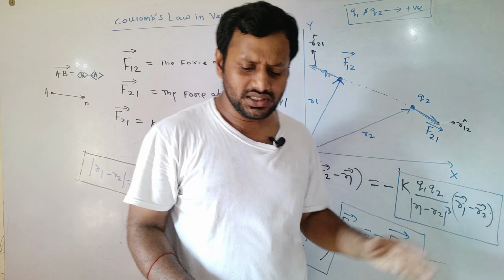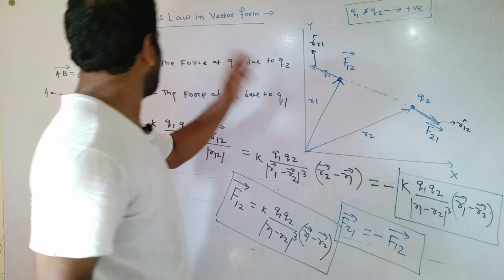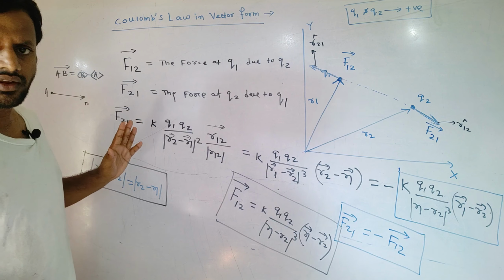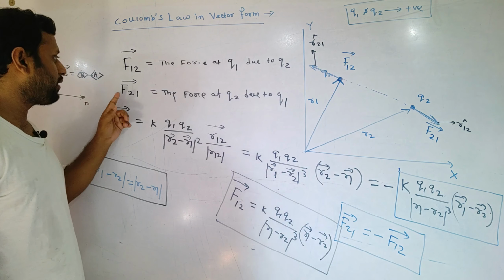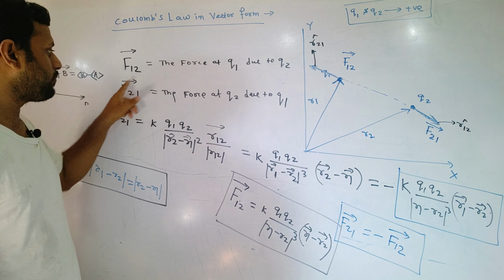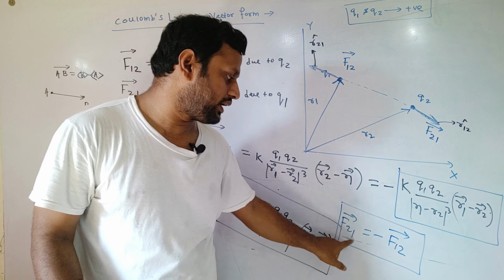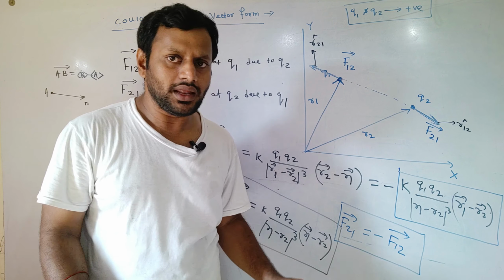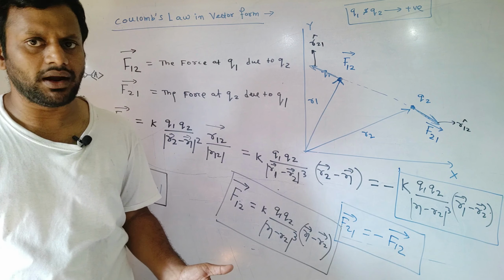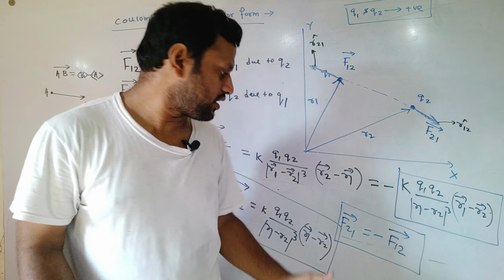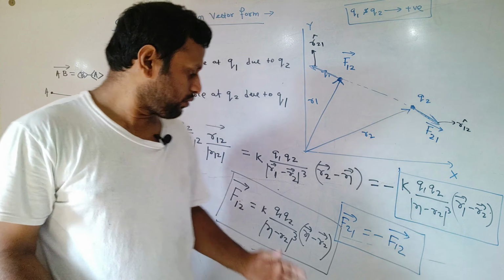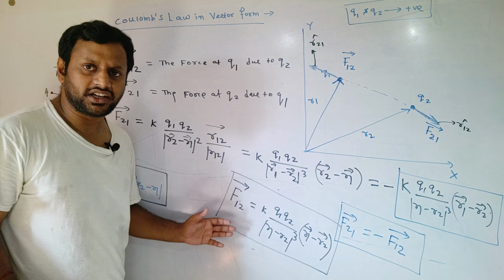Okay, this is all about Coulomb's law in vector form. You need to calculate the force at 1 due to 2 and the force at 2 due to 1, and ultimately you need to prove that F21 is equal to minus F12. That means the magnitude of the force is the same and the direction is opposite. So this is all about Coulomb's law in vector form.